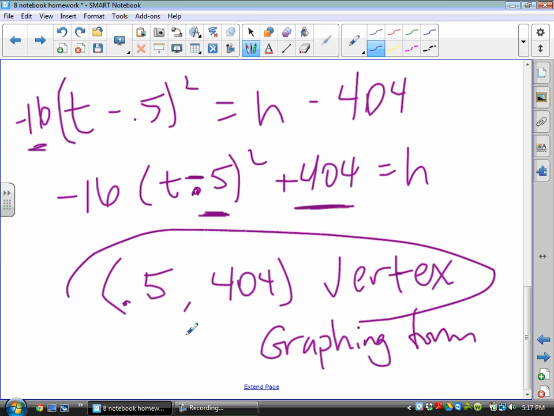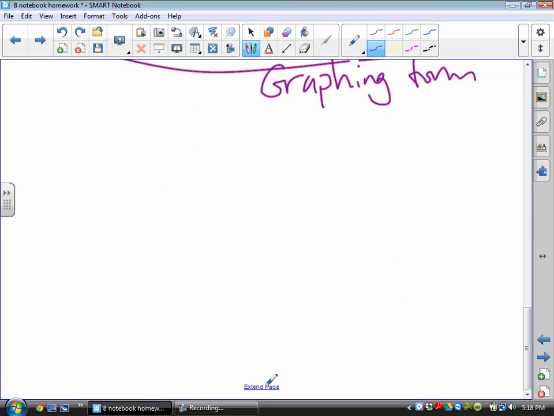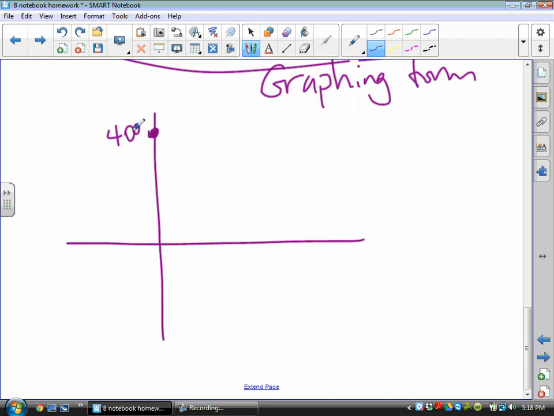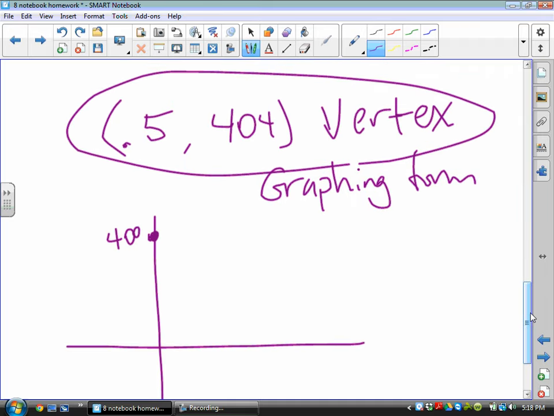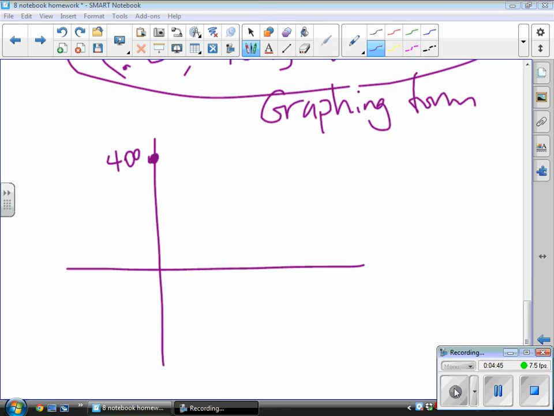Okay, so now I know my y-intercept and my vertex. It wanted us to make a quick sketch of this. So here are my axes, I was up at positive 400. And then my vertex is going to be at positive 1/2, we'll call that there. And let's say this is 404. Okay, and so we're going to be right up here. And it's going to be opening down.